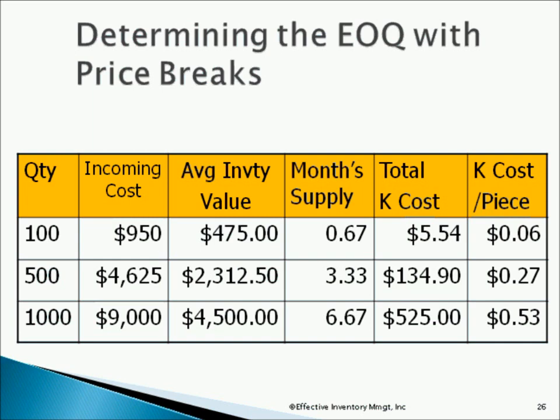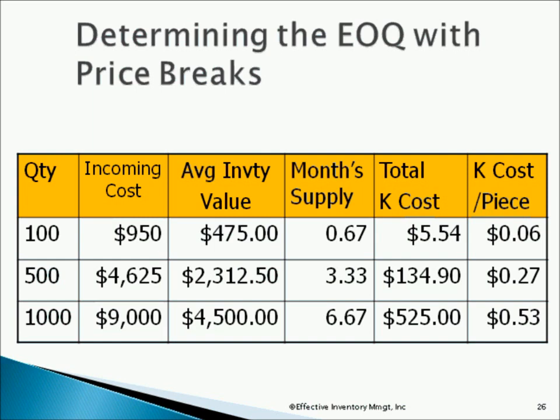Okay? If I take the average inventory value times the month supply times a monthly carrying cost, that's going to be my annual carrying cost divided by 12. I will get the total carrying cost that I will incur during the time it takes me to sell the entire quantity. Look how that carrying cost increases dramatically the more I buy.